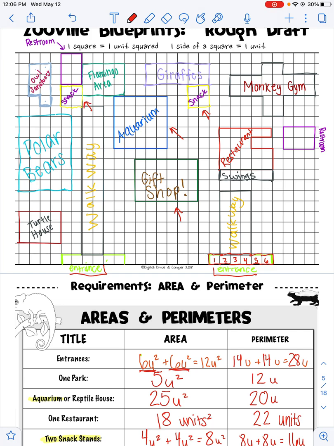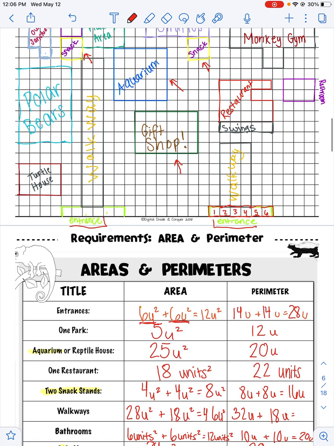And if there's 2 of something and they're the exact same shape and size, you can just add up the 2 areas together to find the total area, like I did right here, and same with perimeter. The 2 perimeters, and then find out what the total perimeter is just by adding them up together. Once you have that done, then I want you to go back and make sure you labeled everything.